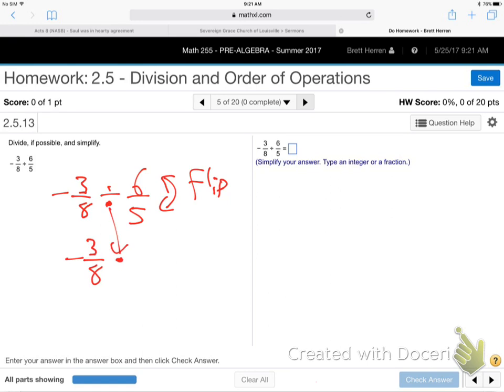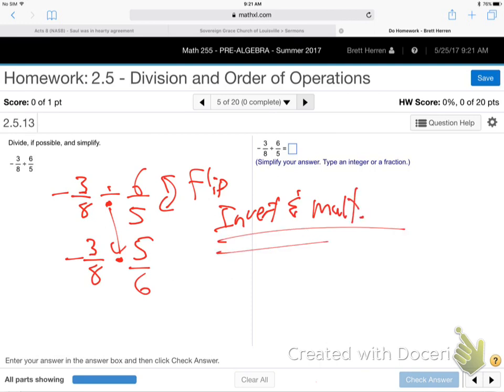This becomes times. Whoops, I didn't flip it. Like that. So it's often called invert and multiply because you flip the one on the right, and you change from dividing to multiply. So really, dividing is upside down multiplication. That's what it really is.